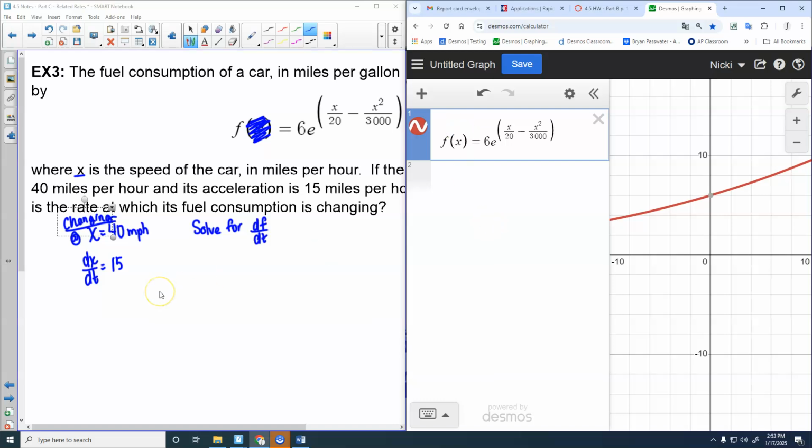Okay. So we need to take the derivative of this. And when we take the derivative of this, we can't just do f prime because it won't be a related rate if we do f prime. If we do f prime, it'll be the derivative of the function with respect to x, with respect to speed, right? We want this to be with respect to t. So we're going to have to take the derivative by hand, but we can use the calculator to help make it a little bit easier here. So when we take the derivative of f, we will get df dt.